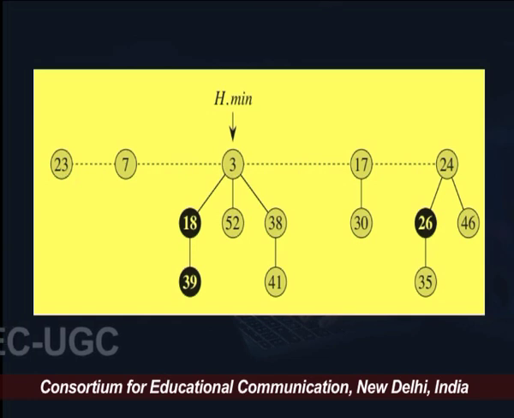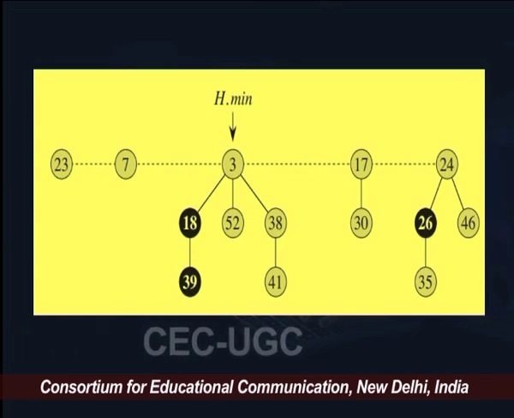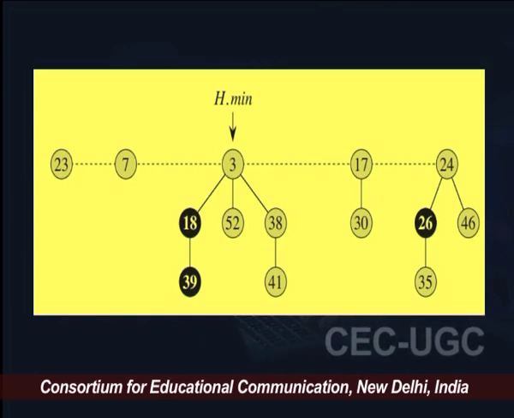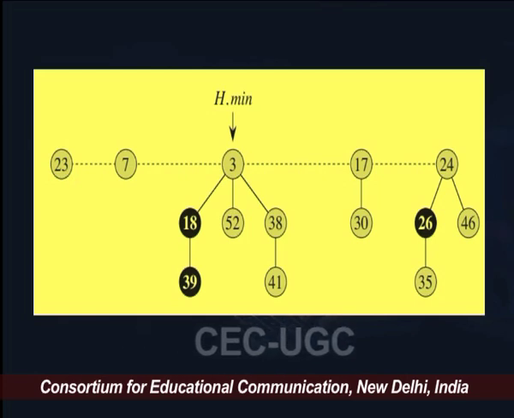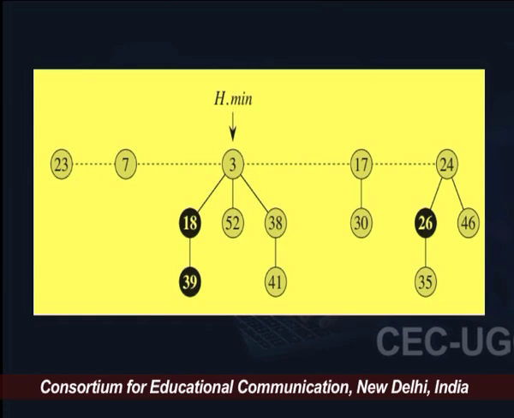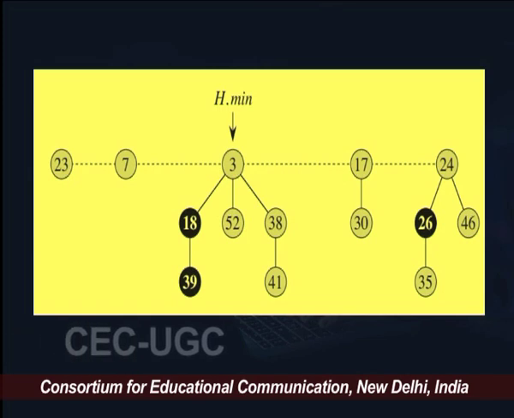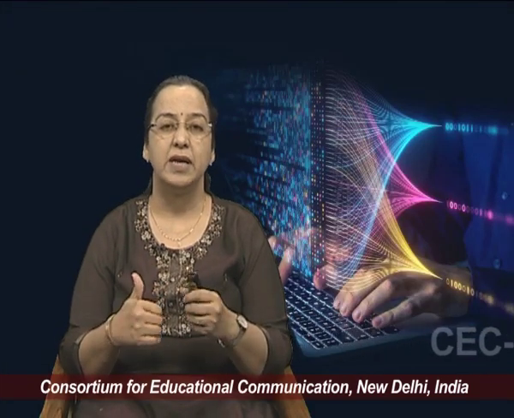Now, you can see in this figure some nodes are shaded, for example 18, then 39 and the node 26. The technical meaning here is that these nodes are actually marked. What do we mean by marked nodes and how are they going to help us? We will look into that in our next lecture. But this much I can say: 18, 26 and 39 are the marked nodes, and marked nodes have a different significance here.